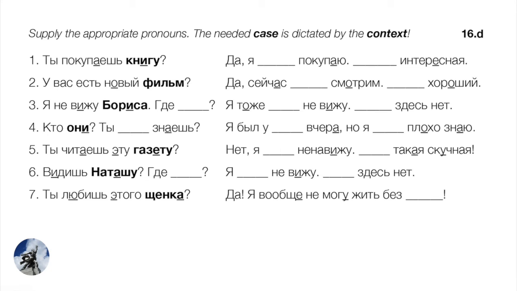Number three, не вижу, я не вижу Бориса. Где он? Right? I don't see Boris. Where is he? Right? Где он? Okay, so again, to refer to Boris, we would use он. Okay, let's say, no, I don't see him. Нет, я его не вижу.